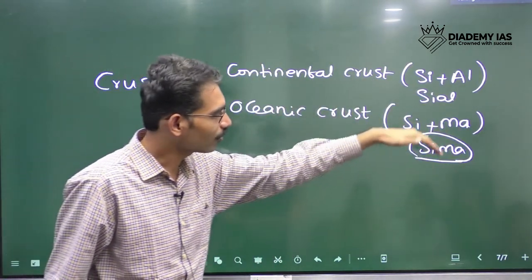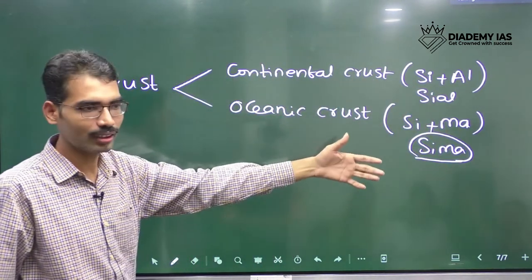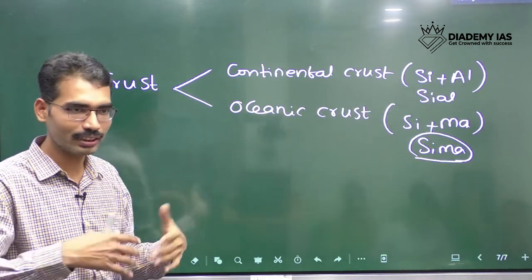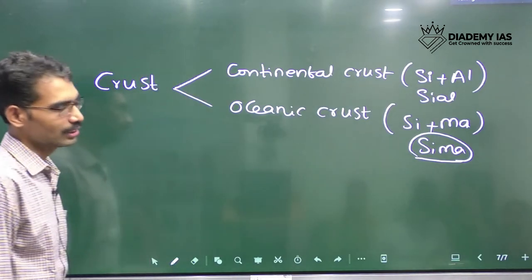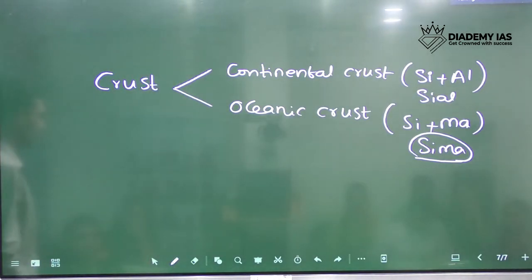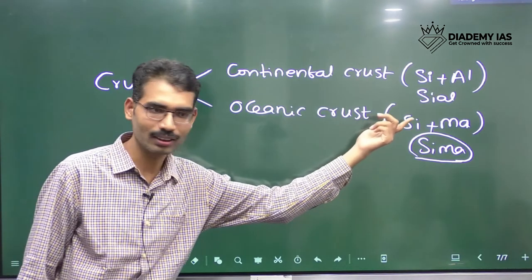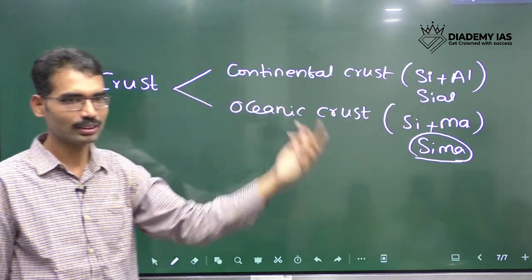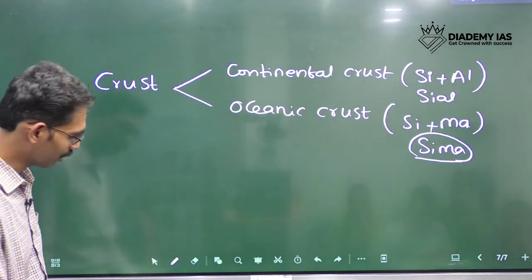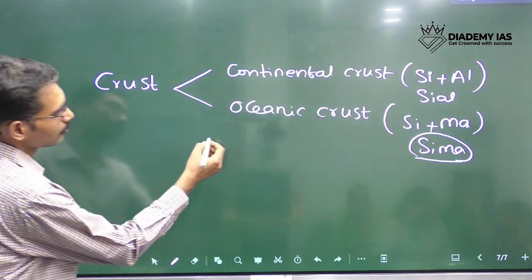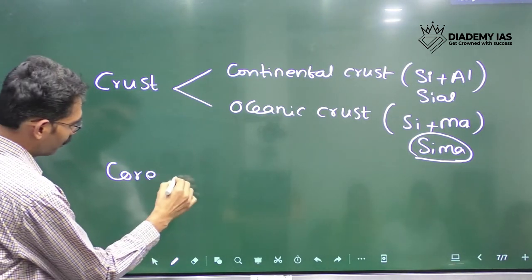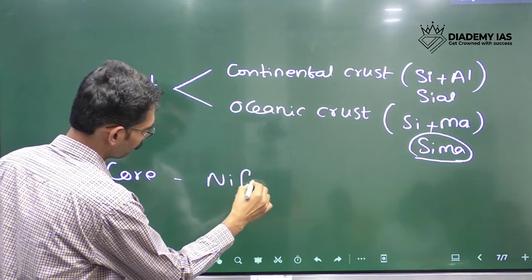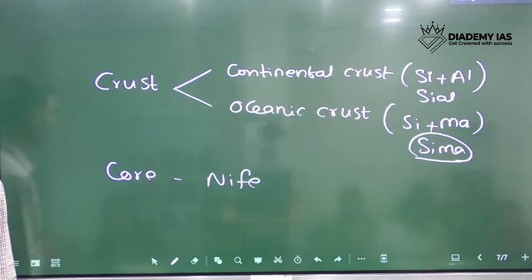But these are not the only two elements which are abundant in the earth's crust. There are many other elements also, but it is mostly dominated by these. So silicon, sand is available everywhere. Silica and silicate come mostly from sand and other forms. Now the core is made up of nickel and iron.